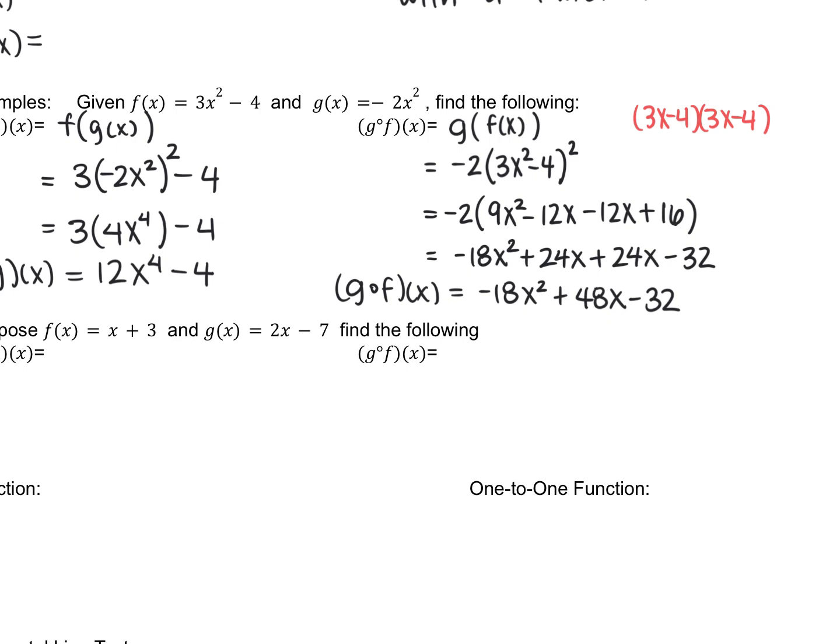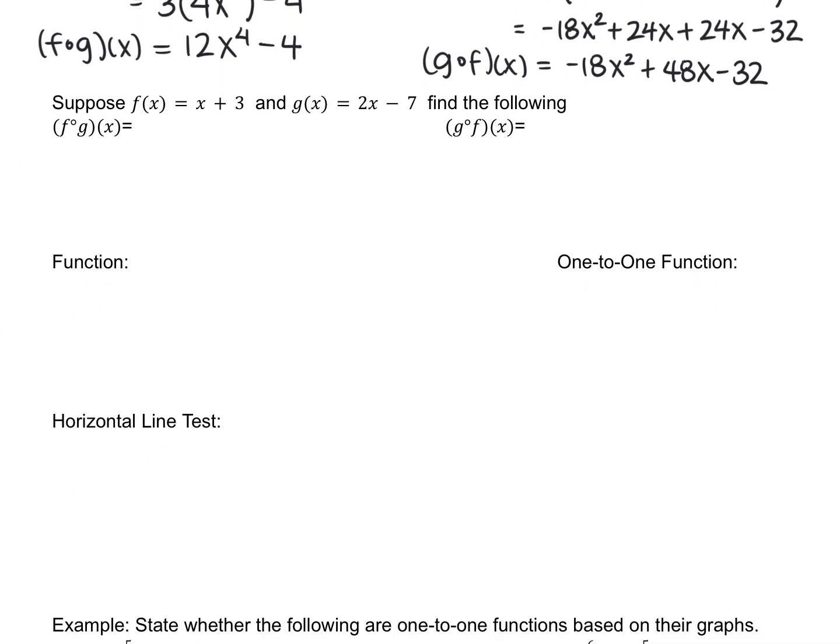So another thing you can see here is that when I do f of g of x and g of f of x, I may not get the exact same answer. So the order of composition does matter. So it is important you know which one you're plugging into which based on the order of that composition.